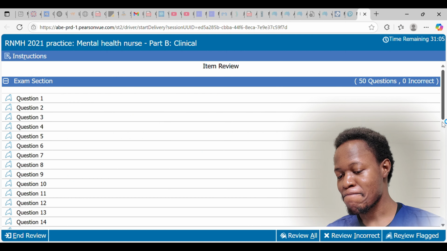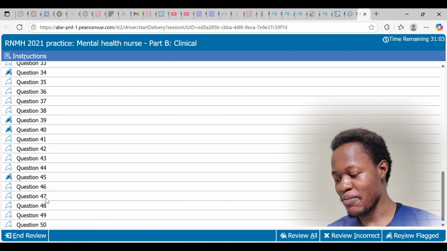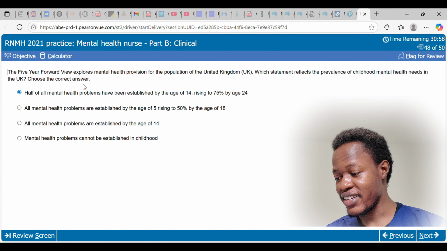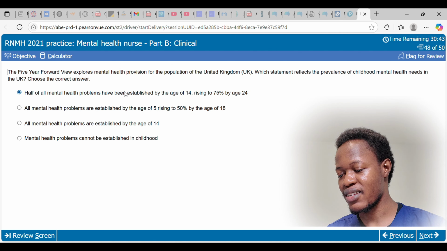Okay, let me just check them again. So 48 says the 5-year forward view explores mental health provision for the population of the United Kingdom. Which statement reflects the prevalence of childhood mental health needs in the UK? Choose the correct answer. So it is that half of all mental health problems have been established at the age of 14, rising to 75% by age 24. So that is it.